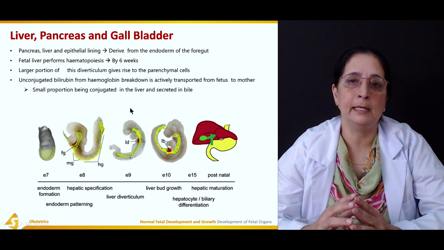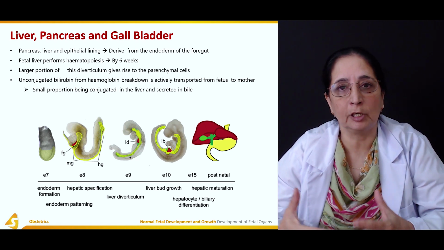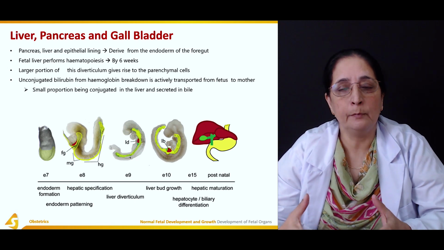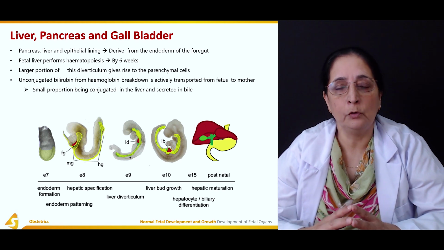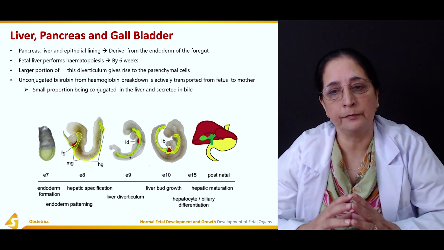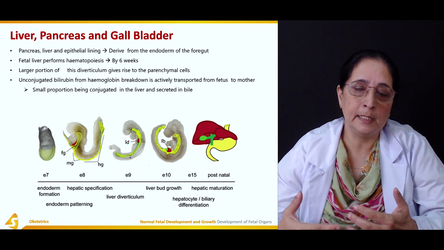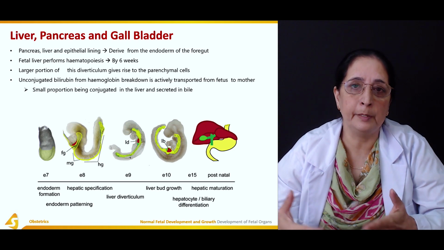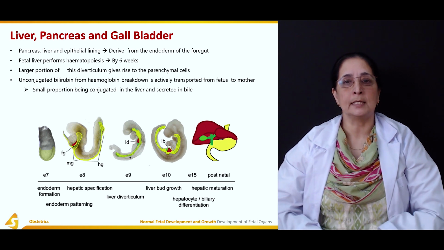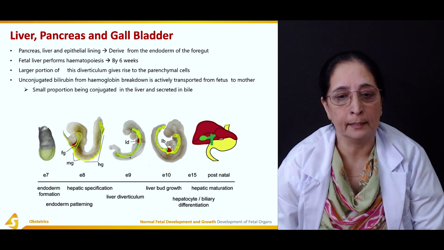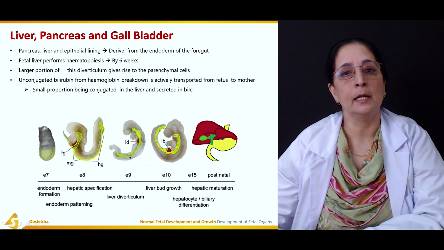So the function of the liver is to produce the blood cells. As a result of the destruction of the blood or hemoglobin, there is production of bilirubin. And this bilirubin is unconjugated and transferred from fetus to mother. That's why some babies born prematurely have yellow discoloration because of increased bilirubin level in their blood. So this is the formation of liver, pancreas, and gallbladder.